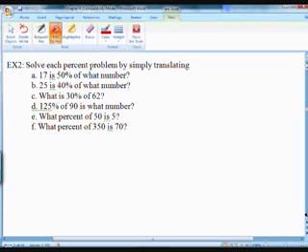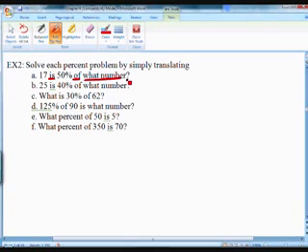Example 2. 17 is 50% of what number? That is a one-step equation. If you watch what I'm about to do, these are about the easiest problems you've worked all year. Anytime you see the word "is," it means equals. Anytime you see the word "of," it means times. So 17 is, there's one of those words. 50% of, there's another one.